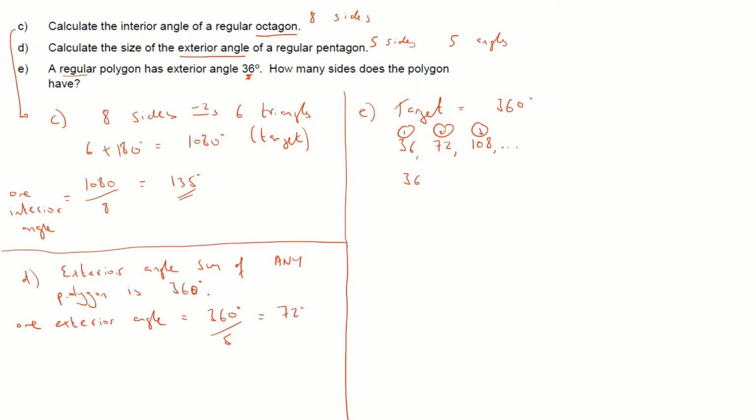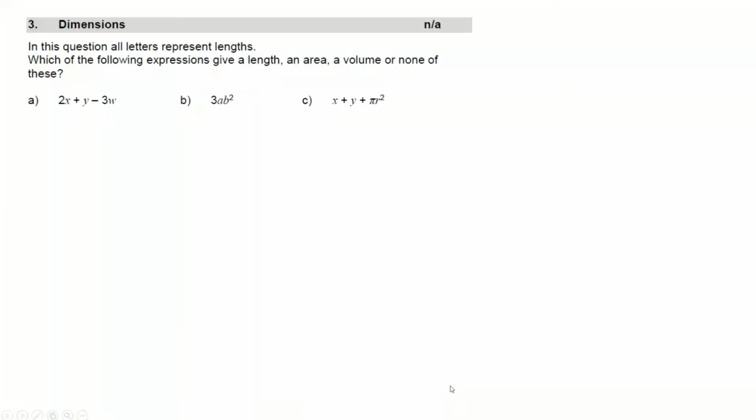Well, I think it's obvious that you could just do 360 divided by 36, couldn't you? You could count the 36s you need. That's 10 angles I need to make my full circle, to make my 360. It's got 10 angles. The question says, how many sides does it have? Well, if it's got 10 angles, then obviously it must also have 10 sides, because every side has got its own angle. And that's that question done. Question 3 then, dimensions. Pause it and have a go.